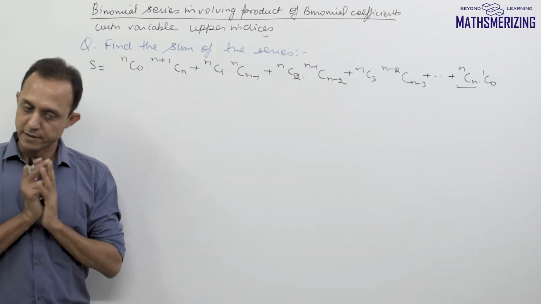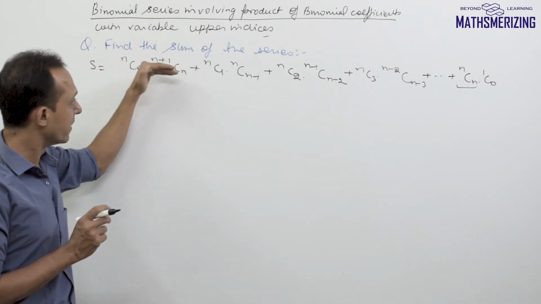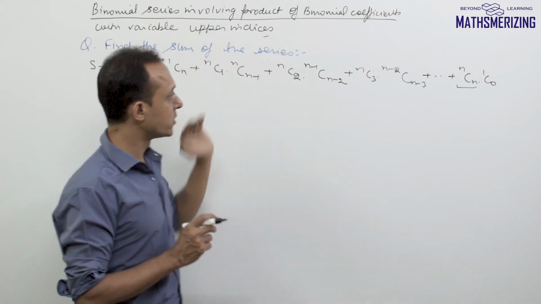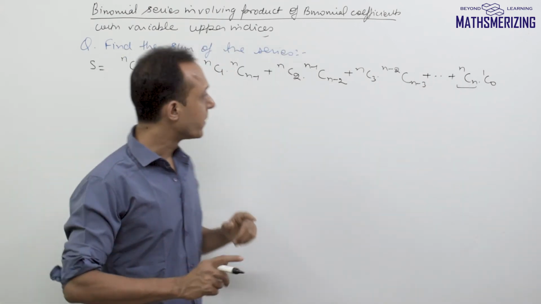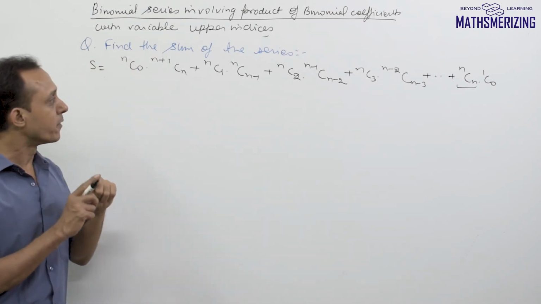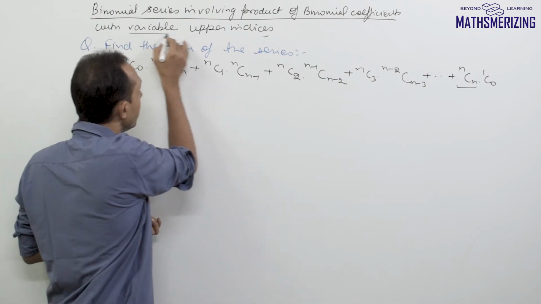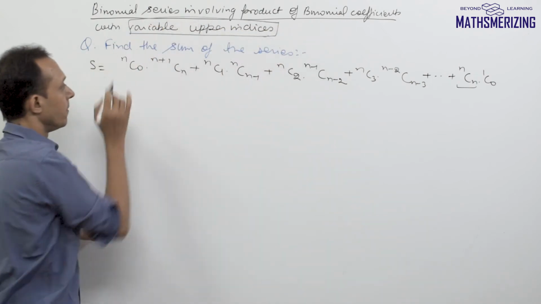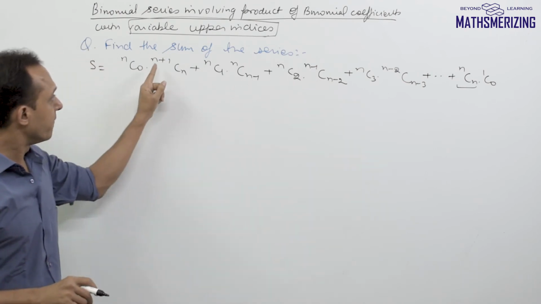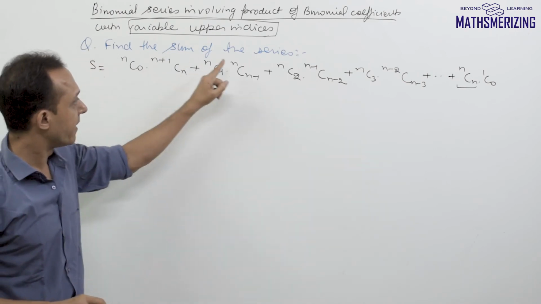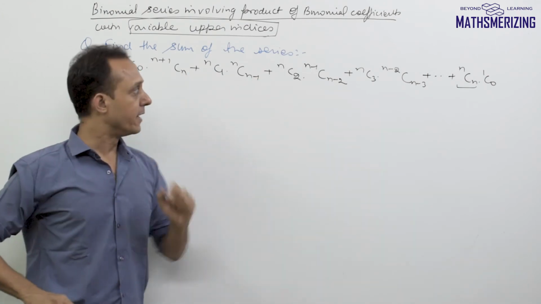Let us take another one, in which we find the sum of the series nC0 1Cn, nC1 ... nCn minus 1, and the series continues up to nCn and 1C0. Now this question is different from the previous two questions. In the previous two questions, the upper indices were variable, but the lower index used to be the same. But in this question, we have upper indices which are varying, and we also have lower indices that are varying.